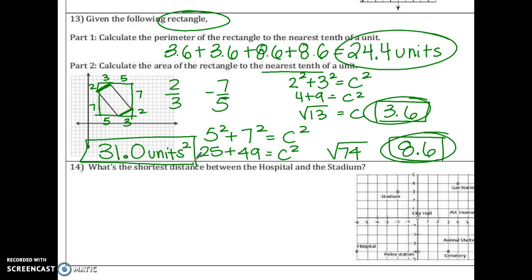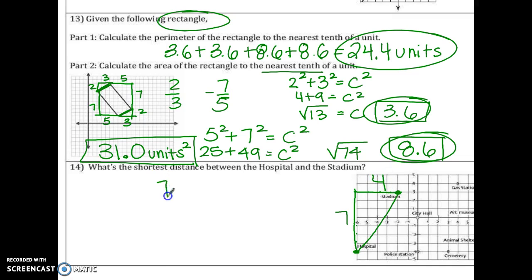Okay, what's the shortest distance between the hospital and the stadium? The hospital is down here and the stadium is here. So shortest distance is not to go rise and run, but to go straight. But if we want to know the length of how far you go, we have to count 1, 2, 3, 4, 5, 6, 7. 1, 2, 3, 4.